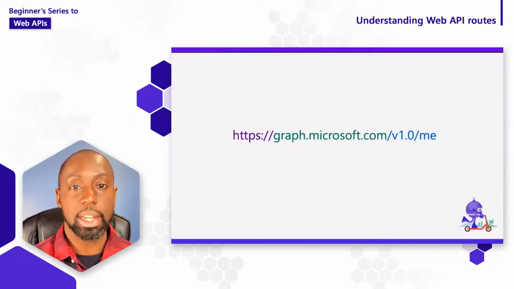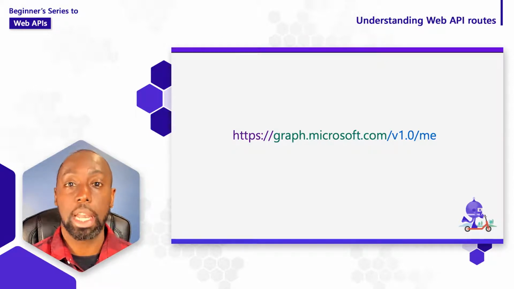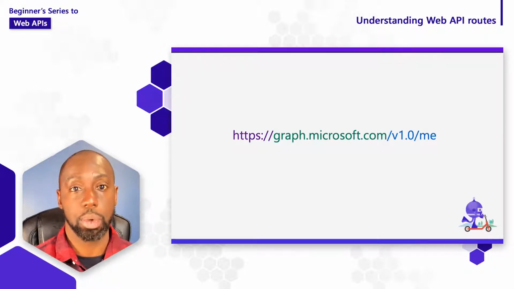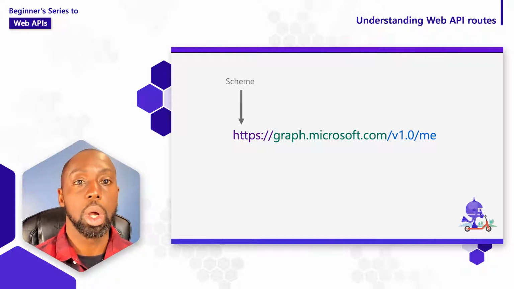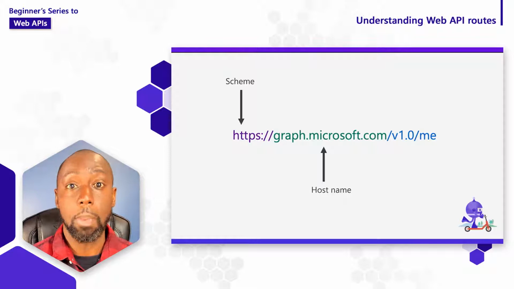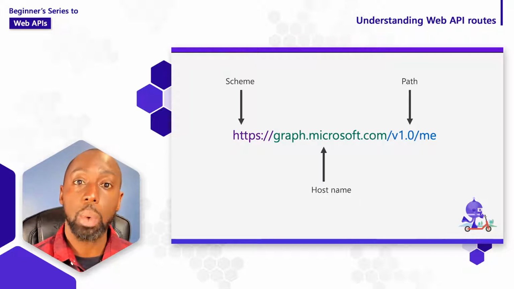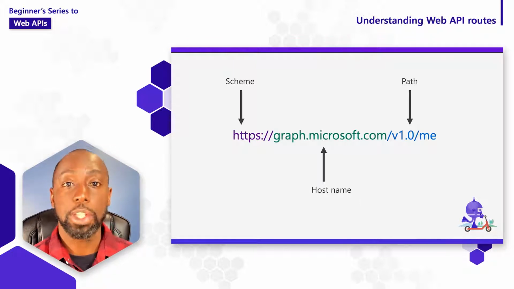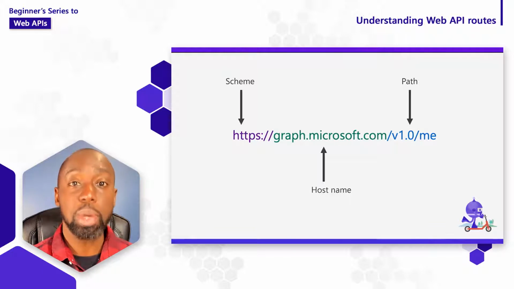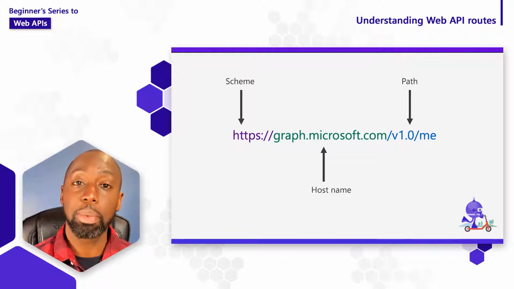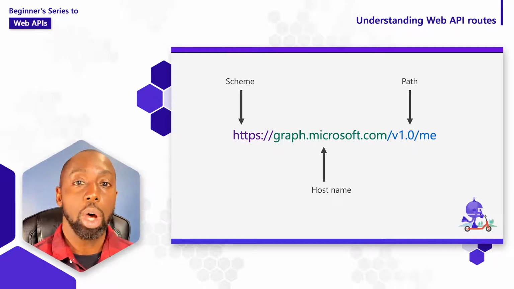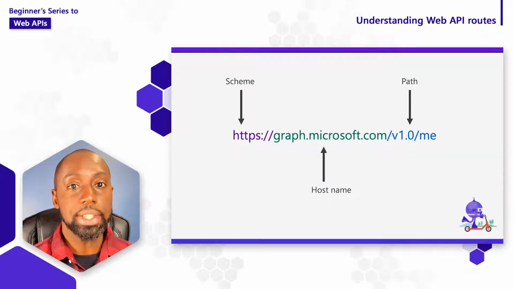So why don't we take a look at an example of a URL? This one is coming from Microsoft Graph, and this is an API that allows us to get information from our M365 account. Now, if we break up this URL, we can see that it's made up of a scheme, which lets us know, for instance, what protocol we're using. There's also a host name that lets us know what domain this API lives under. And lastly, we have the path. The path tells us how to get to the resource that I want to work with. So if we read it out, I'm saying I want to issue an HTTP request to Microsoft Graph to get information about my account.